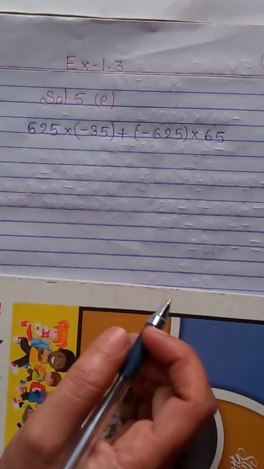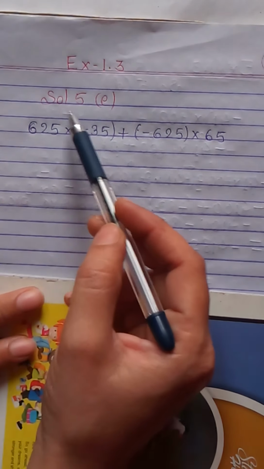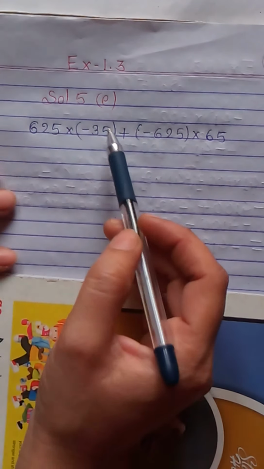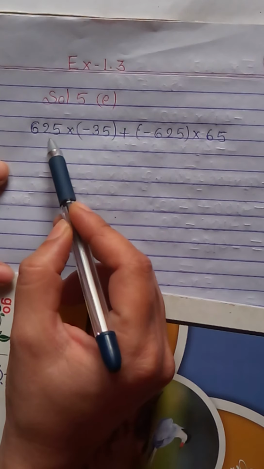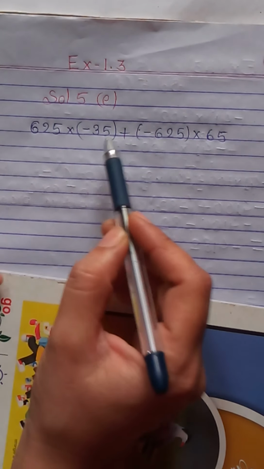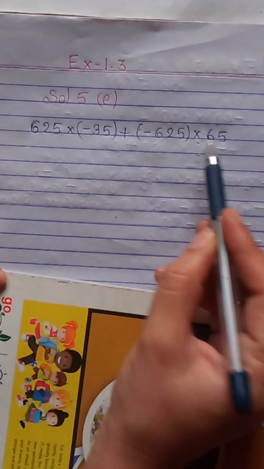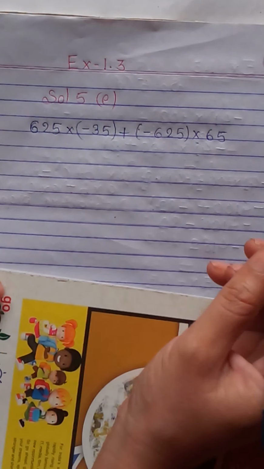Let us try to solve. Question number 5, part E. The question is 625 multiplied by minus 35 plus minus 625 again multiplied by 65.